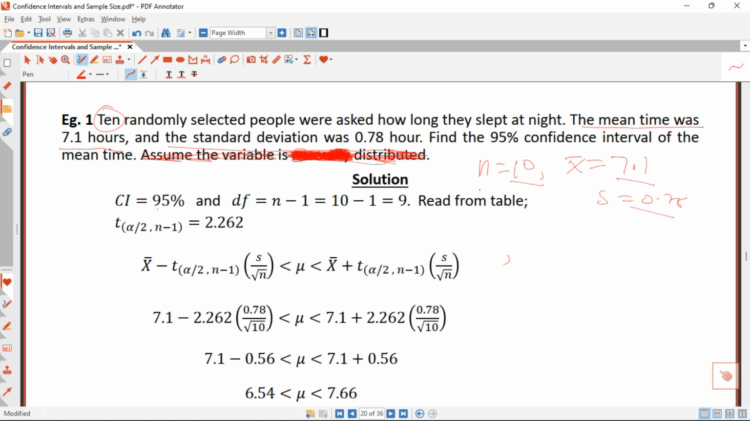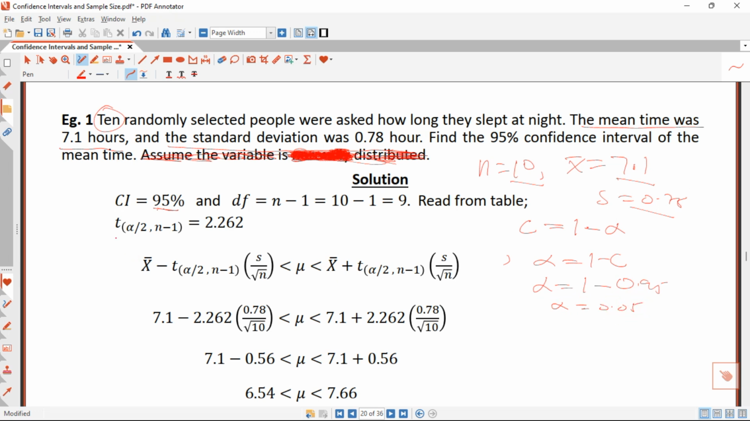Right? And then we know that our confidence level, which is our CL, is given as 95%. If we want the alpha, we know that C is equal to 1 minus alpha. So if we want our alpha, just make alpha the subject. So alpha will be equal to 1 minus C. So our alpha here will be equal to 1 minus 0.95, which will give us 0.05.